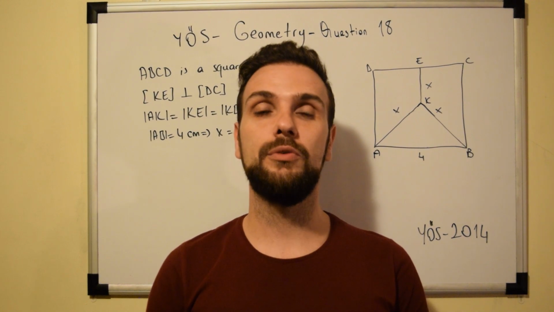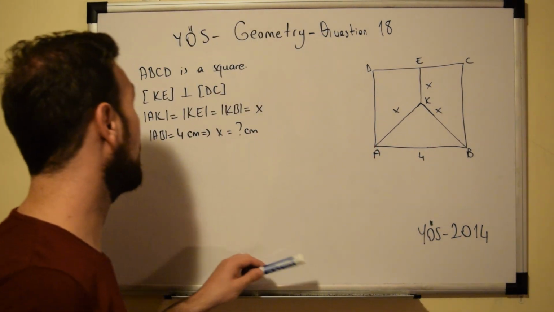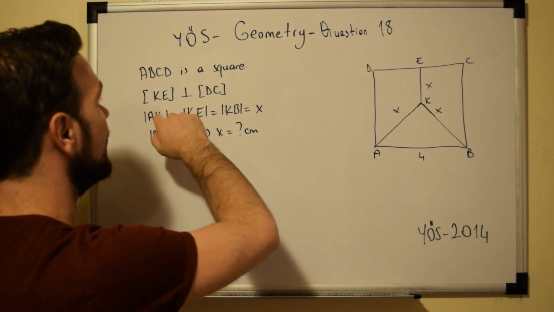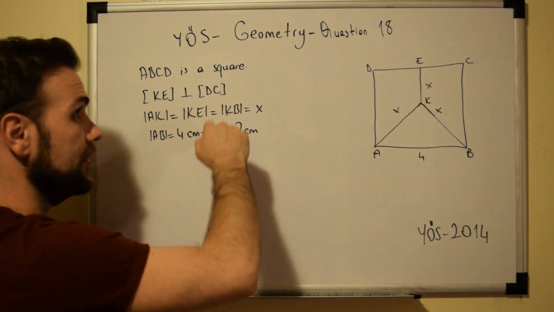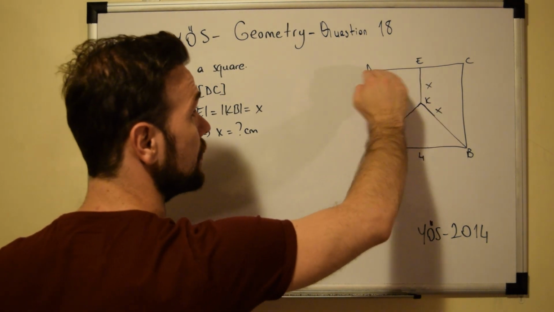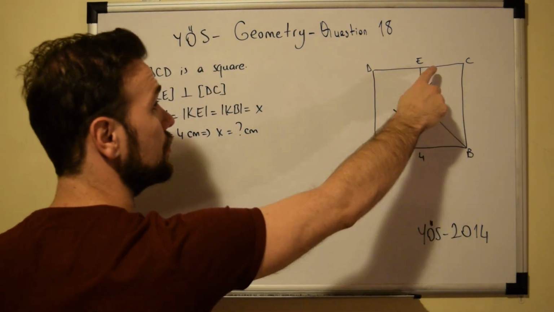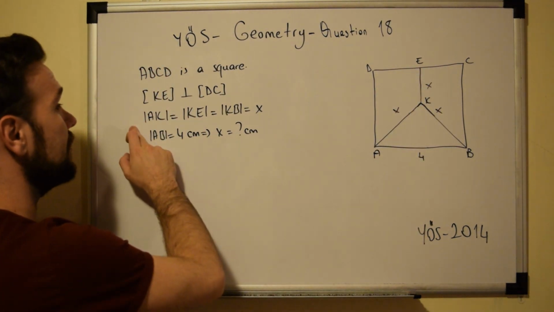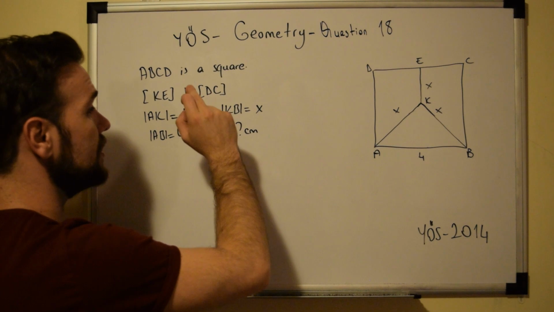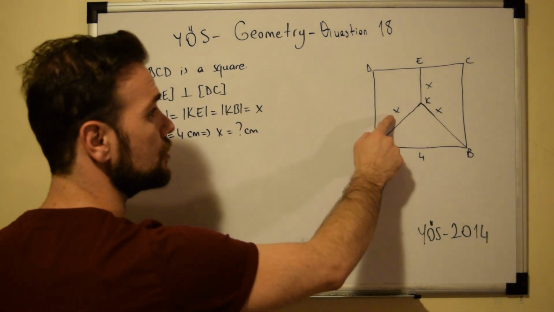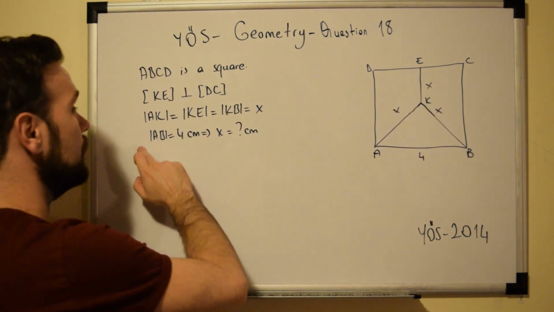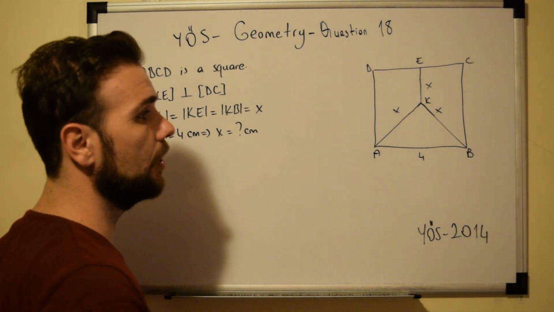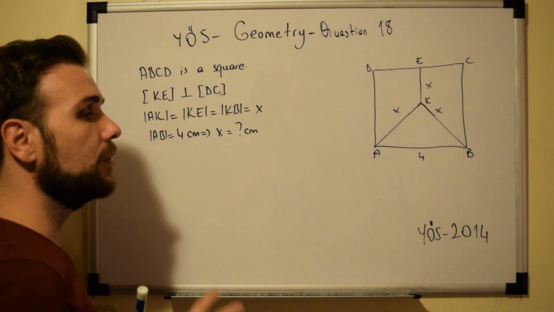Greetings everyone, and welcome to question number 18. In this question we have ABCD is a square. We know that KE is perpendicular to DC, so it creates a right angle, an angle of 90 degrees. We have AK equal to KE, which is equal to KB, which is equal to X. So we have X, X, and X. And we are given the length of AB, which is equal to 4, and we are asked the value of X.